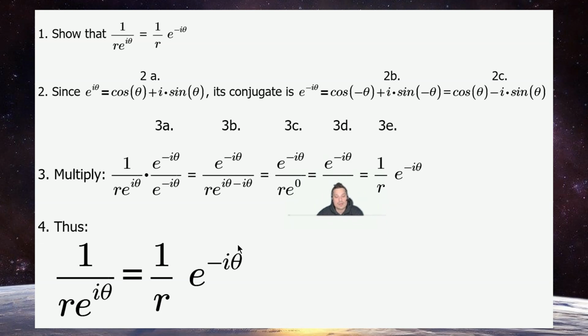A common way of writing the expression at step 3d is to take that r and place it at front as 1 over r, its fraction form, and then copy the exponential part as e to the negative i theta, like that. So all of this is just simply showing the following, that down below, I have that 1 divided by r e to the i theta is equal to 1 over r times e to the negative i theta, and that's it. So that's it for this one.